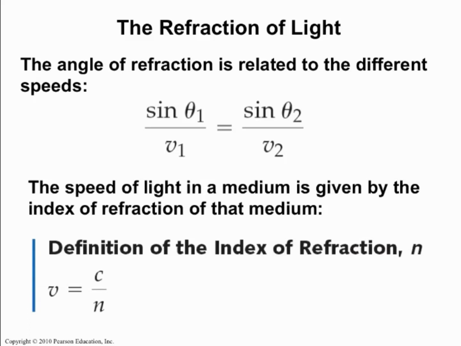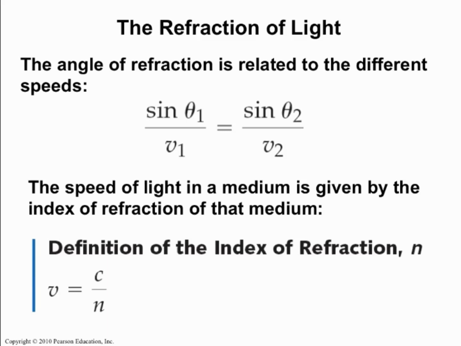Now, the speed of light in a medium is given by the index of refraction of that medium, and the definition of the index of refraction. Remember, this is a definition. This is not a proof. This is just the way that something is defined. V, that is the velocity of light going through a medium, equals C, which is the velocity of light in a vacuum, divided by N, which is the index of refraction.